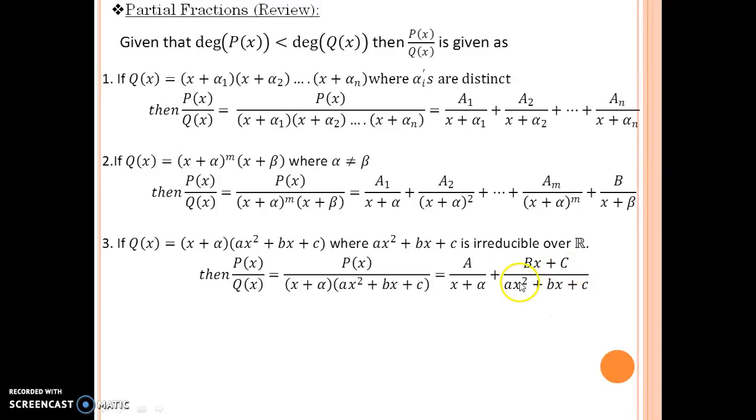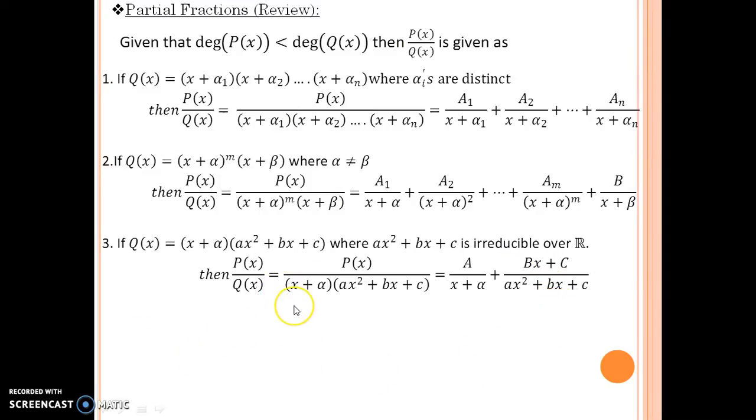Had it been degree 3, it would be written as bx square plus cx plus d. Again, suppose its degree was 4, then you would write a polynomial with degree 3. So whatever is the degree of the irreducible polynomial in the denominator, say degree k, you would write a polynomial in the numerator of degree k minus 1. And accordingly we determine the coefficients.